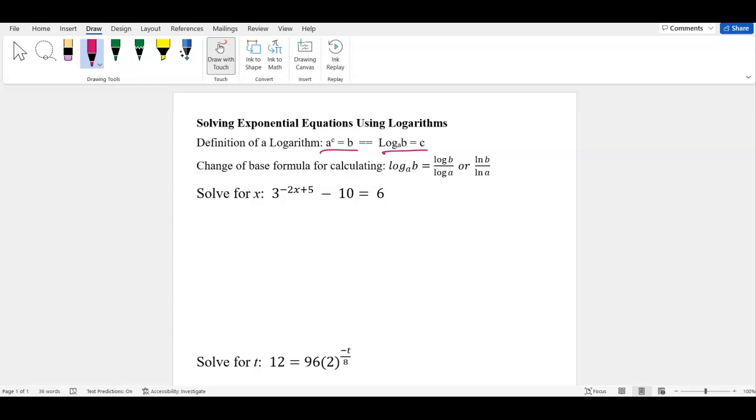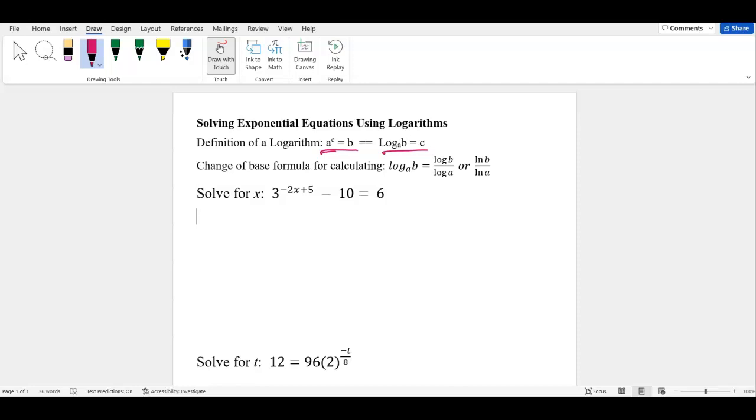Hi, and welcome to a second video lesson on solving exponential equations using logarithms. Once again, we'll be using the definition of logarithm. So we will take an equation that is in exponential form, a power with a base a to an exponent c equal to some answer, and we'll rewrite it in its logarithmic equivalent form.